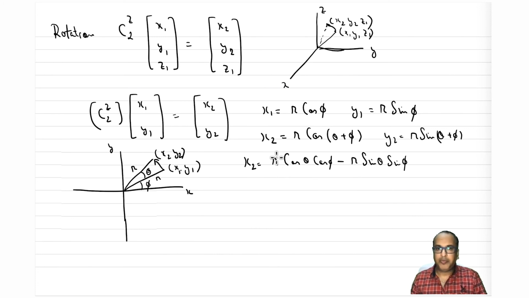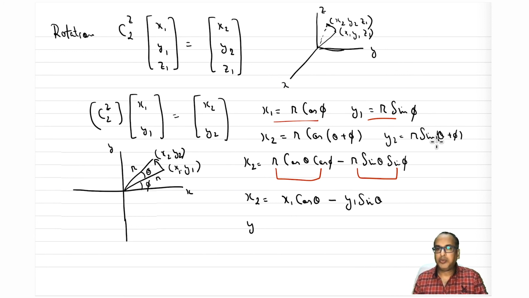Okay, so now I know that r cos phi is x1 and r sine phi is y1. So I can write x2 as x1 cos theta minus y1 sine theta. Similarly, if you expand y2, sine (theta plus phi), what you will get is x1 sine theta plus y1 cos theta.